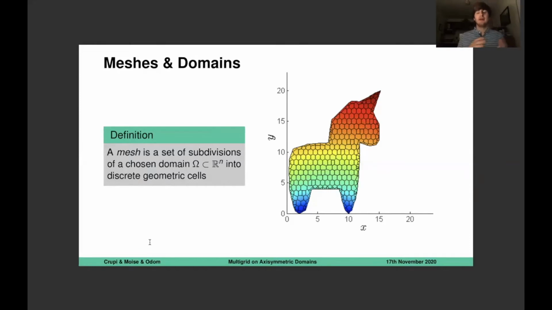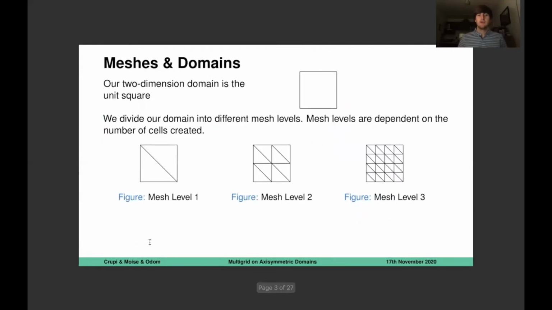So in order to get a better understanding of the finite element method and how it is using this mesh, we're going to look at a toy problem of the reaction diffusion equation over the unit square. So again, our two-dimensional domain for this problem is going to be the unit square, and we're going to divide our domain up using triangles.